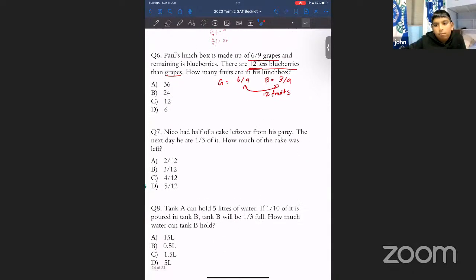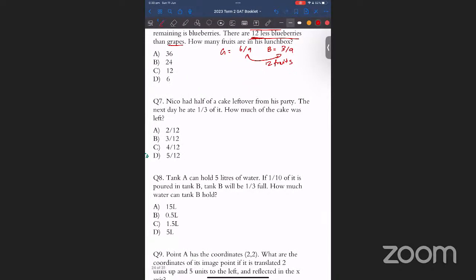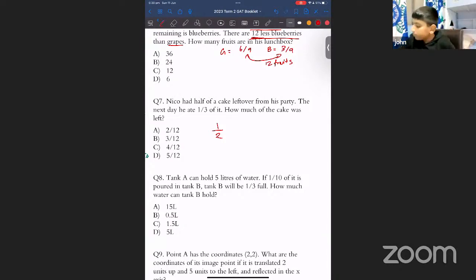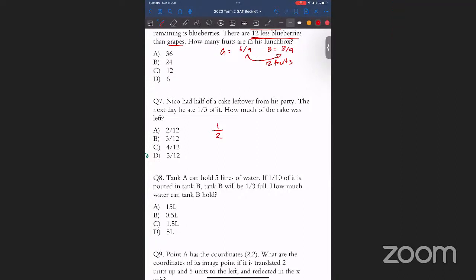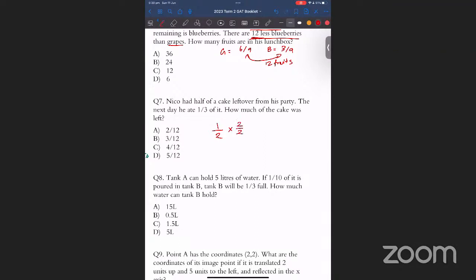All right. Question number 7. Nico had half a cake left over from his party. The next day, he ate 1/3 of it. How much of the cake was left? So he already ate half the cake, so now half of the cake is left over. Does everyone understand that part? Yeah. So the next day, he ate 1/3 of it. If he ate 1/3 of it, how many thirds are remaining? 2/3. So what is 2/3 of 1/2?